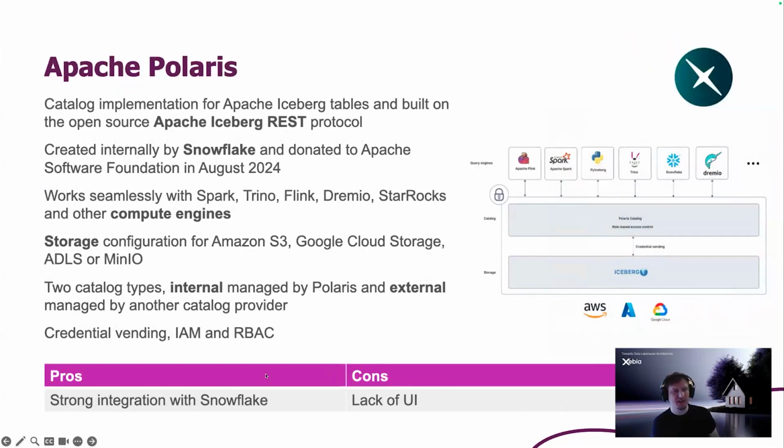Okay, the next example is Apache Polaris. I already mentioned Open Data Catalog. So Open Data Catalog in Snowflake is the managed version of this Apache Polaris data catalog. And this is an open source data catalog with support for the Apache Iceberg REST protocol. It was internally created by Snowflake and donated to the Apache Software Foundation last year.